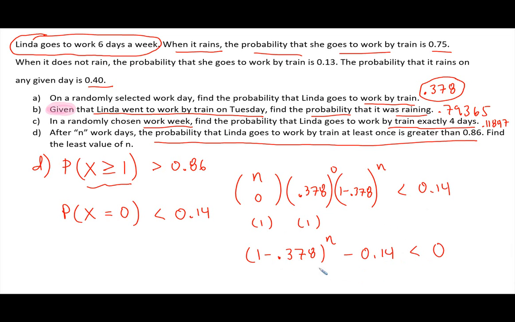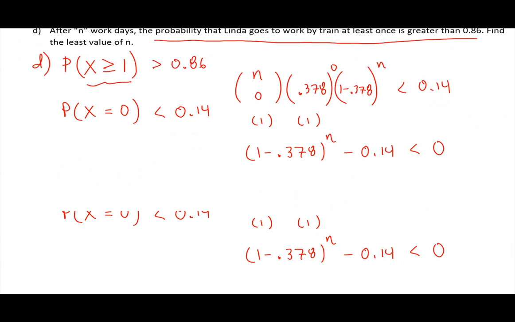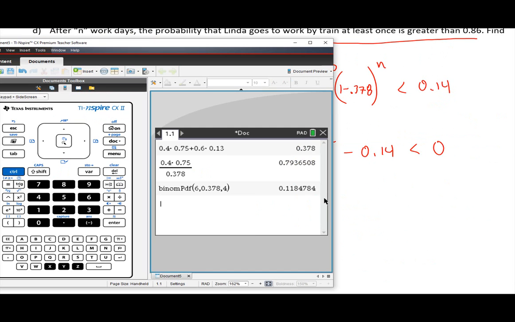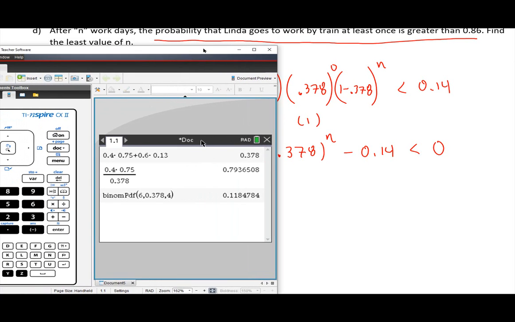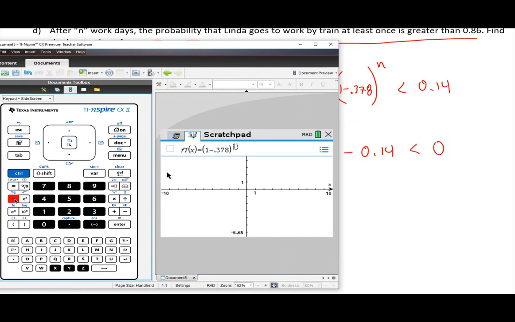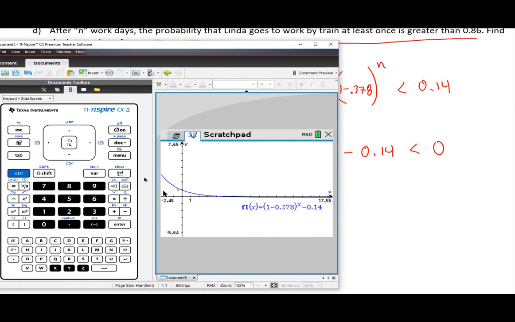And then we need to graph this to get our solution. So I am graphing 1 minus 0.378. Let me pull up a graph. So parentheses 1 minus 0.378, exponent x, minus 0.14. So we're going to get a graph here, and then what we need is this x-intercept. So we need this x-intercept value right here.